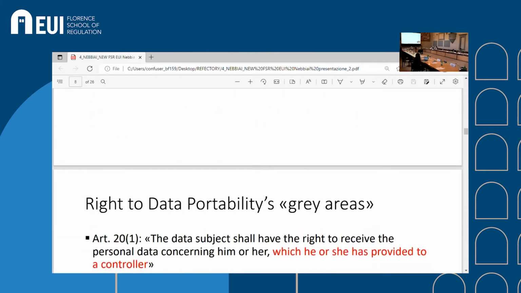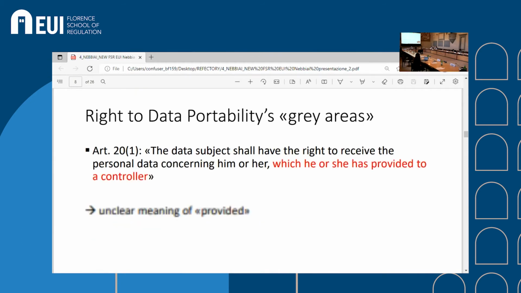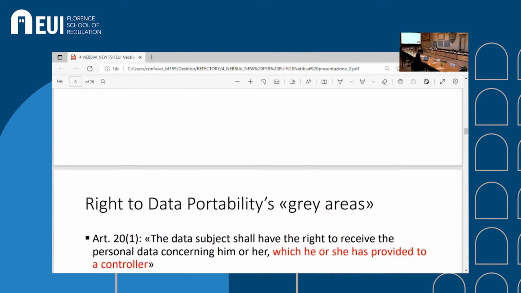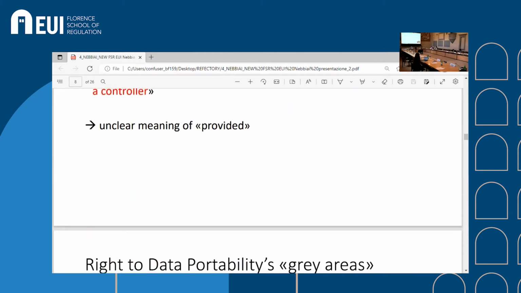Another particularly unclear point is the concept of the data provided by the data subject. It is unclear what the meaning of provided is, because it could be interpreted either as the data that are inserted, for example, by completing a form, or, on the other hand, as data provided under the legal basis of consent. So every personal data that is basically captured by the service under the legal basis of consent.